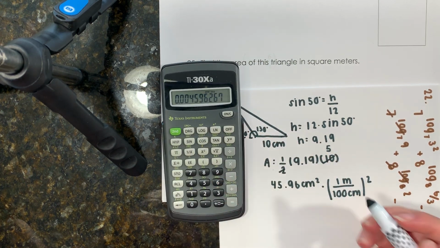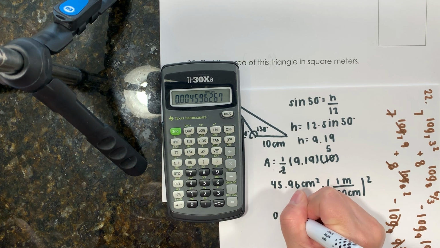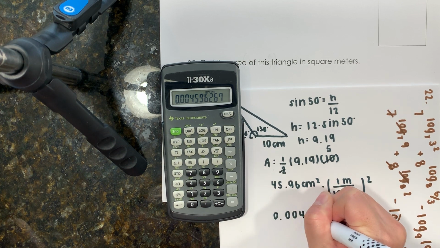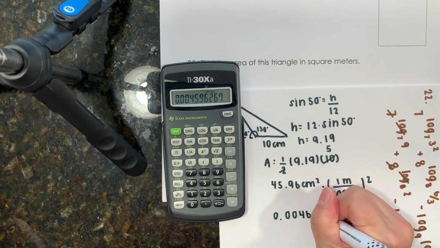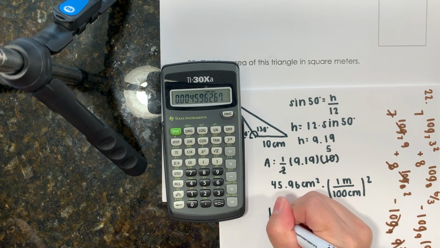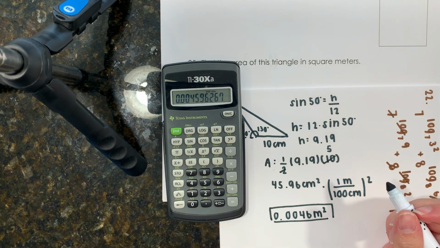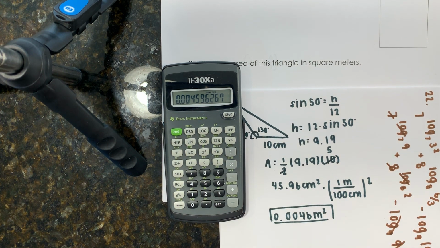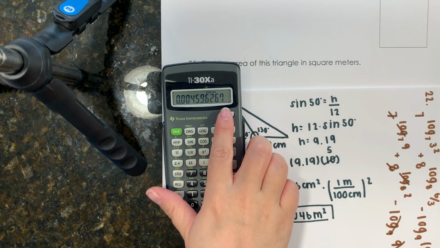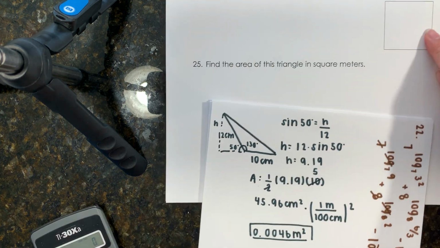And that would give me a result of 0.0046 meters squared. So don't forget that you actually needed to convert this from centimeters to meters in the end. And you could have done that at the beginning, but that does make it a little trickier only because the numbers would have been so small.